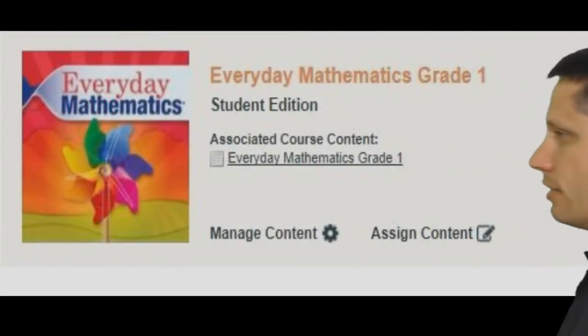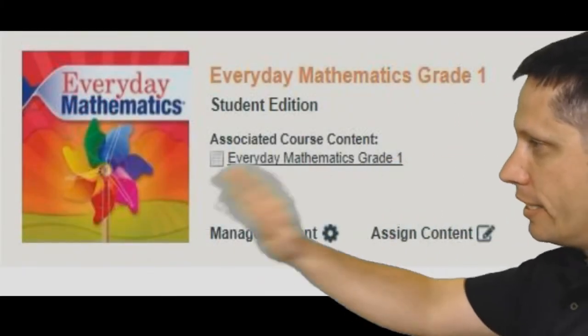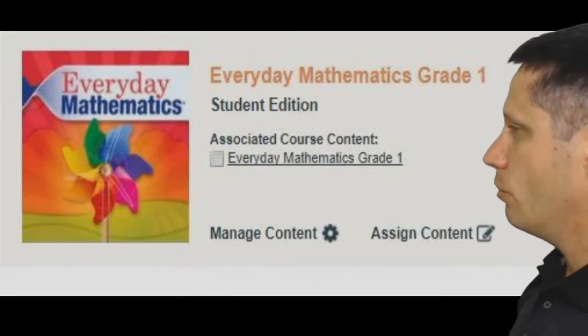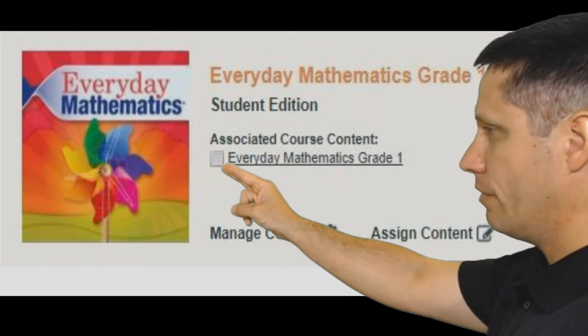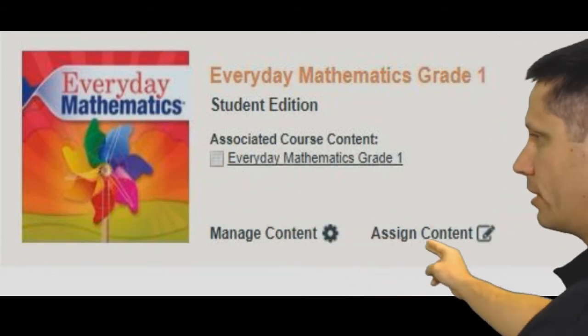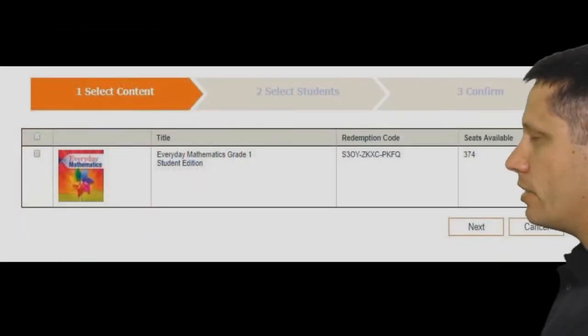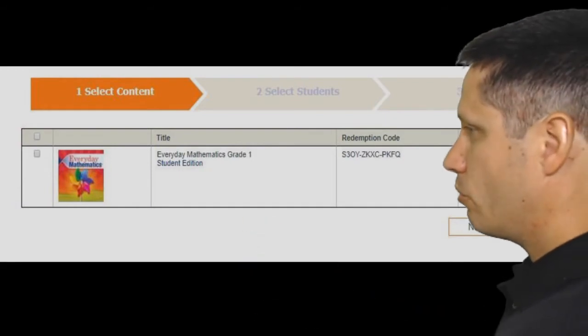When you do that, it's going to again show you, they're double checking that this is what you want. And so when you're sure that this is right, you can simply click in the checkbox. It says grade 1 everyday math, that's what I want, and I'm going to click assign content. When I do that, it's showing me, okay, here's what we're about to do.